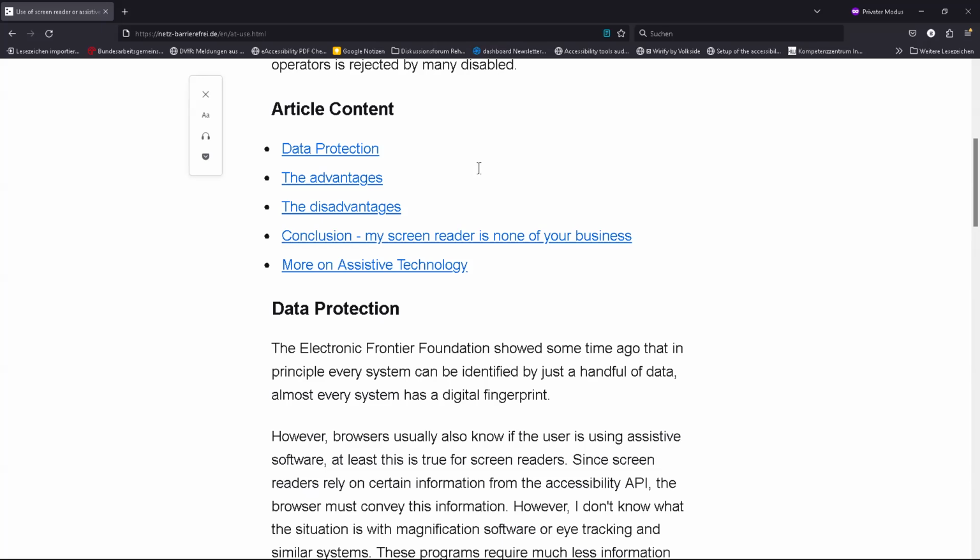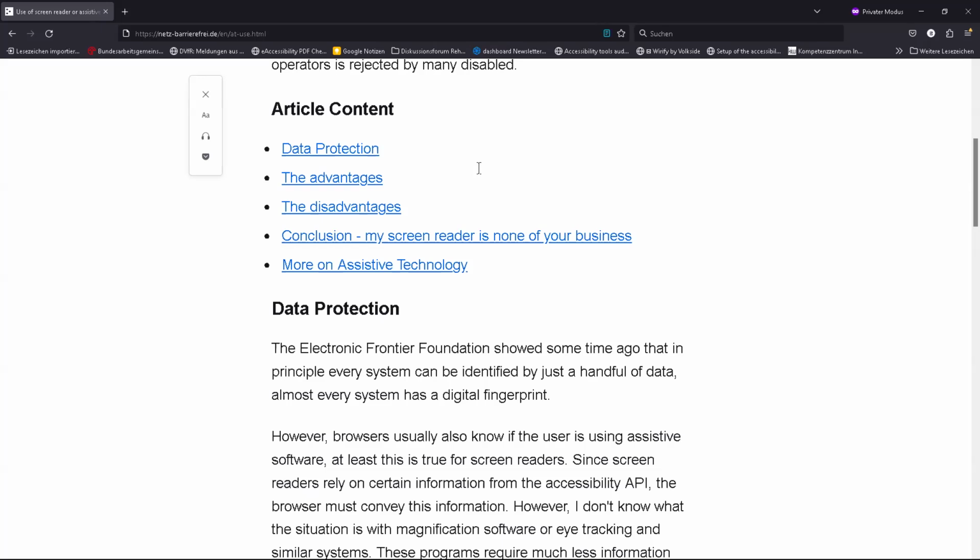Hey guys, today I would like to talk about the question if it is possible to detect the usage of assistive technology and which problems can be connected to that issue.